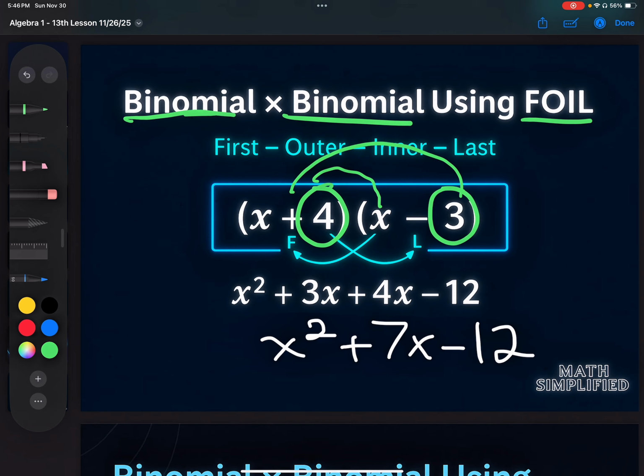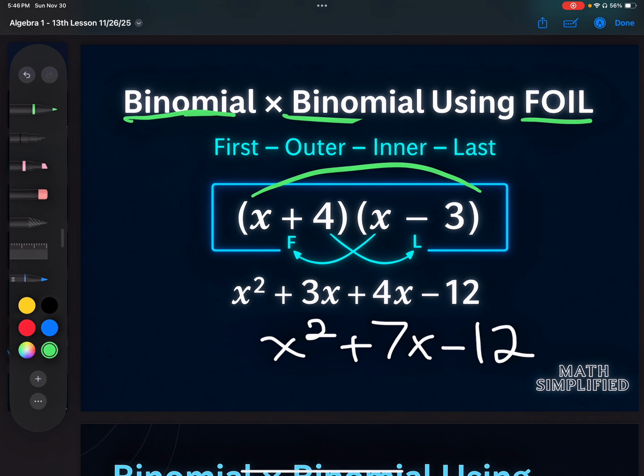After doing that, if we multiply x by x, that would be x squared. Then if we multiply x times -3, that would be -3x. And if we multiply 4 times x, that would be +4x. Then if we multiply 4 times -3, that would be -12.